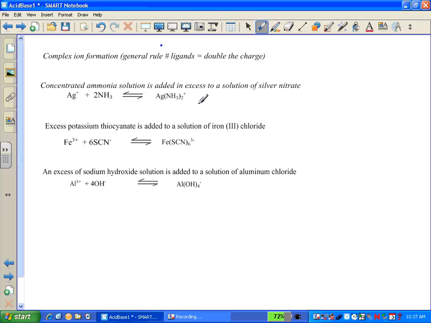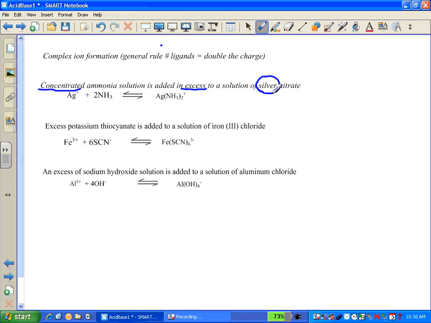So these are a couple of examples, and then there's a few more examples in your notes for you to try. So if we look at this one, it says concentrated ammonia solution is added in excess to a solution of silver nitrate. There's a few key words that are always used when we are identifying that there is a complex ion going to be formed. If you've got a concentrated solution or an excess of some kind of solution, and that solution fits one of the ligands, so in this case ammonia is one of the common ligands, and you've got a transition metal, those are the clues to tell you that you are dealing with a complex ion reaction.